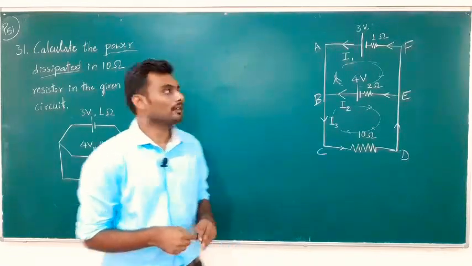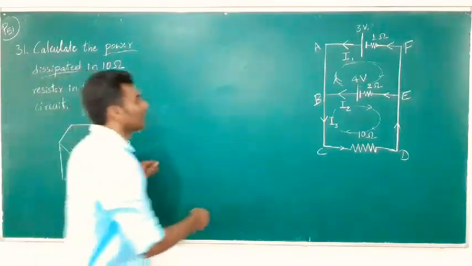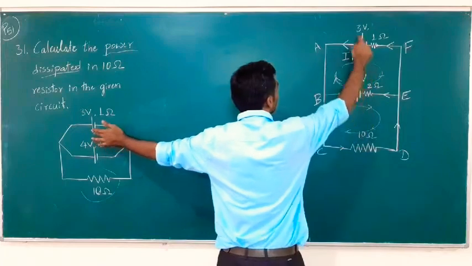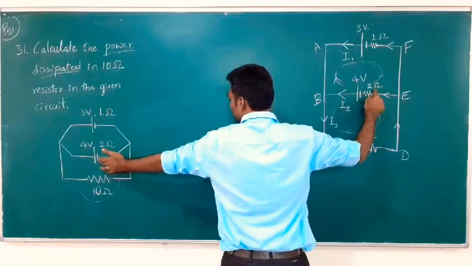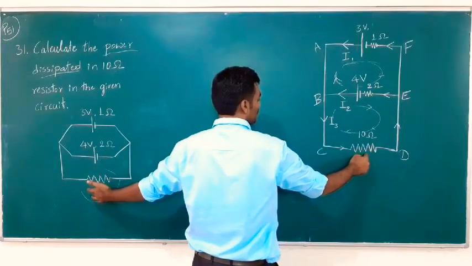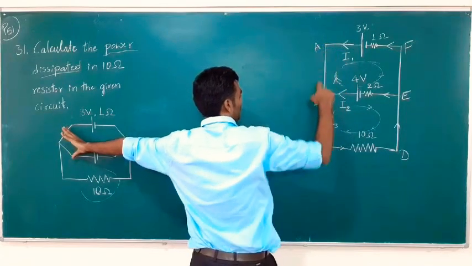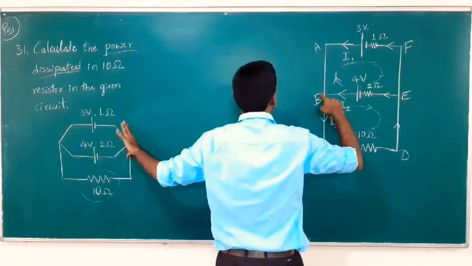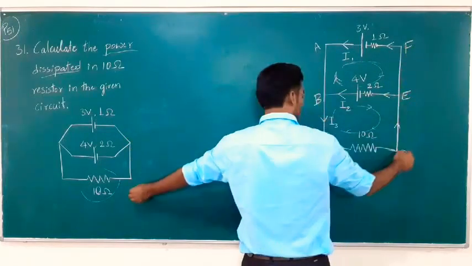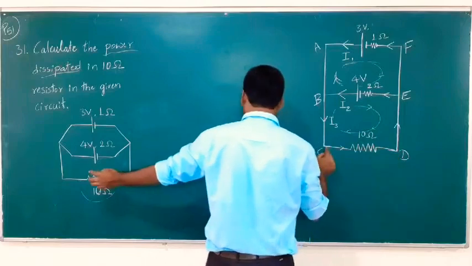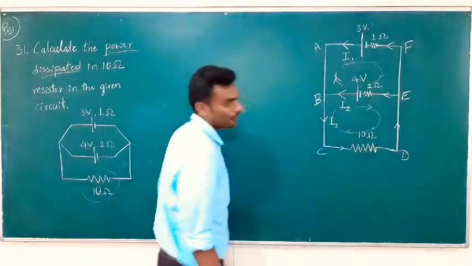So I have just redrawn the circuit like this. This is the first cell of 3 volt and 1 ohm, and this is the second cell of 4 volt EMF, 2 ohm internal resistance, and this is the external resistor. This point I have extended to two nodes A and B, and this point I have extended to two points F and E, and this is point D and this is point C. The same circuit. This is the external resistance of 10 ohm.